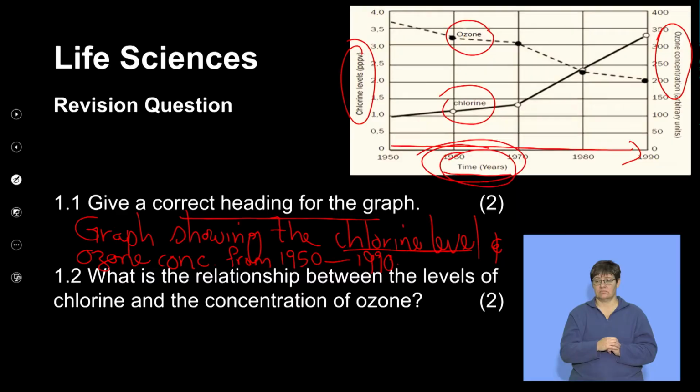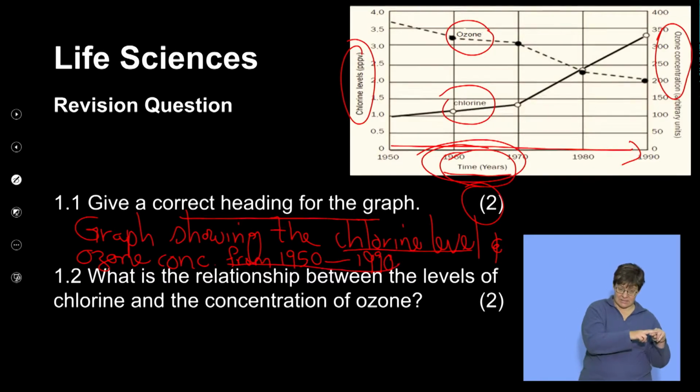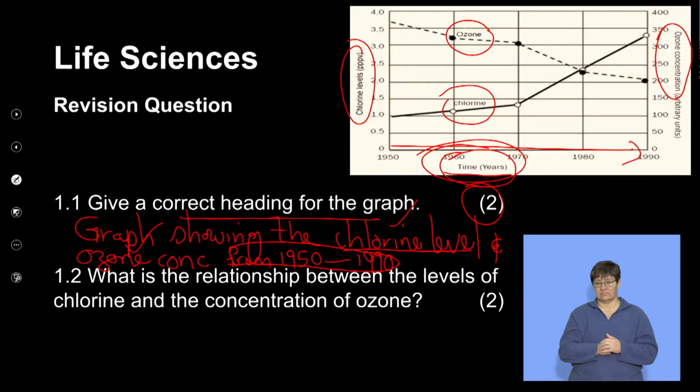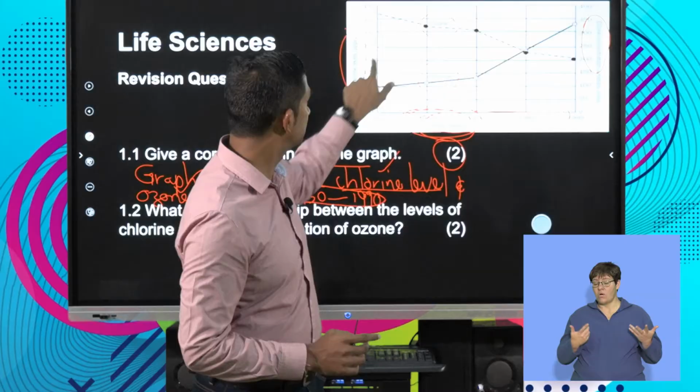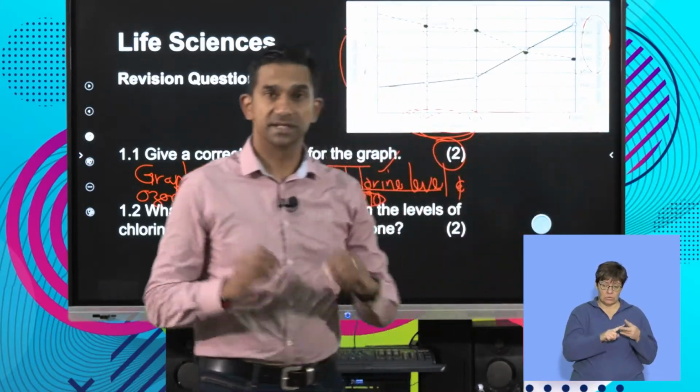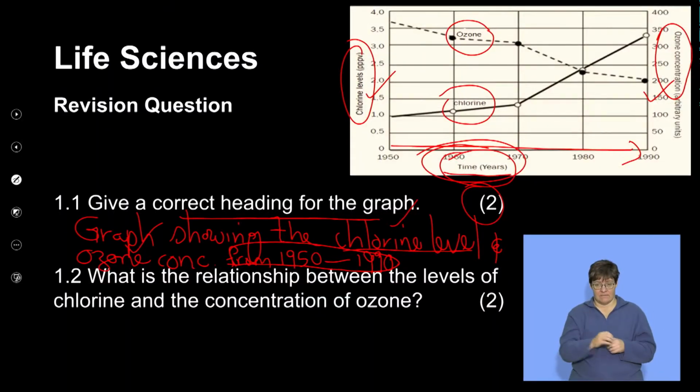Now guys, for a 2-mark question, as I mentioned, you've got to have both the independent variable, which is the time period, as well as the dependent variable, which is the chlorine levels and the ozone concentration. So it's important that you do recognize that there are 2 dependent variables in this graph. Okay, let's move on to 1.2.